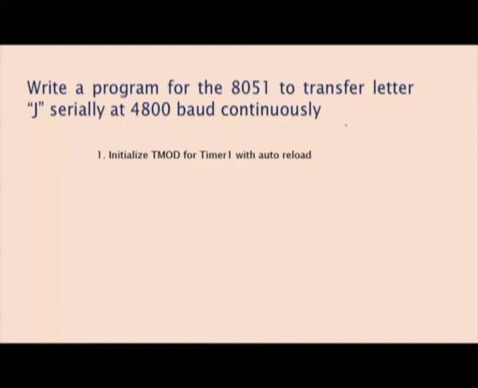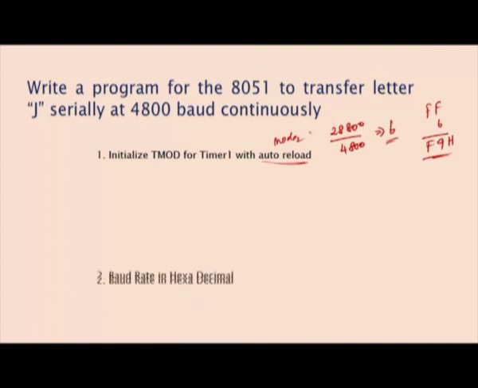How do we calculate the baud rate? 28,800 divided by 4,800. The value is 6. So, FF minus 6 gives F9, and F9H should be loaded in the TH1. Before loading the TH1, you have to activate timer 1 with auto reload, that is, mode 2. In timer 1, we have to load mode 2.